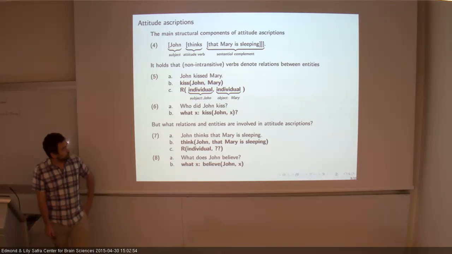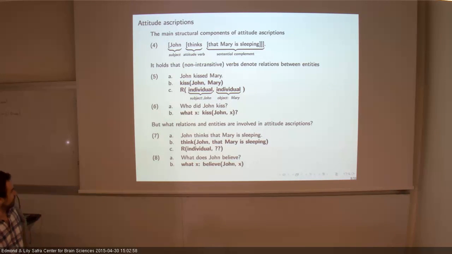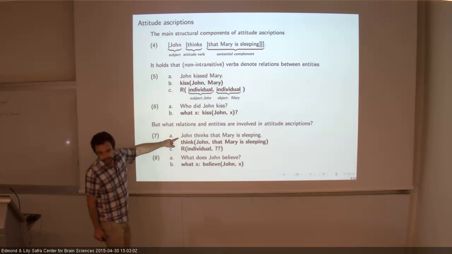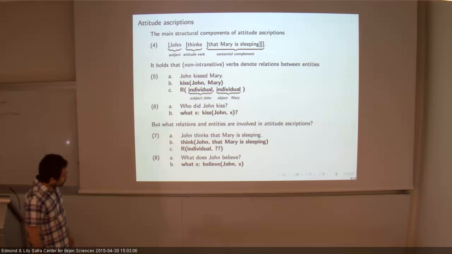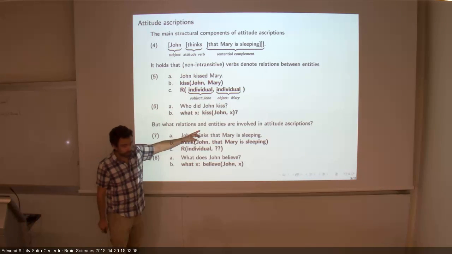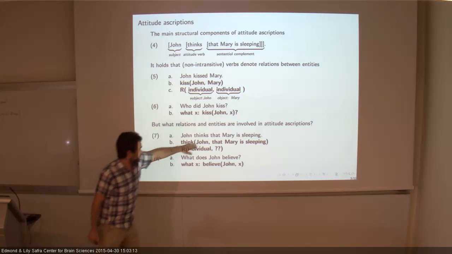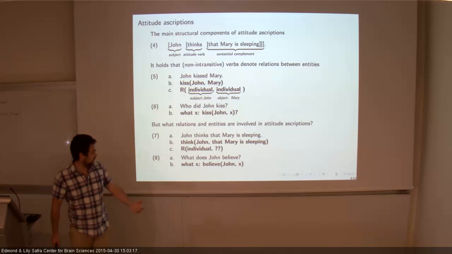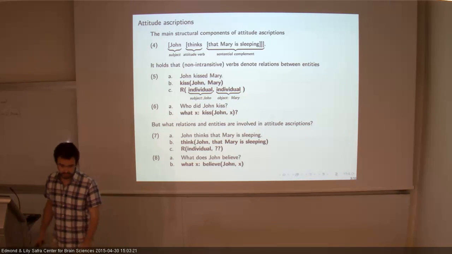With John kissed Mary, we had a very easy task to identify the different entities involved, and here we do as well, to some extent, at least with John. We know that John denotes a particular individual, and we know that thinks is the verb, so it's going to denote a relation. And there is an argument of thinks, namely that Mary is sleeping. So we have the relation of thinking, we have the subject, and then we have a sentence.